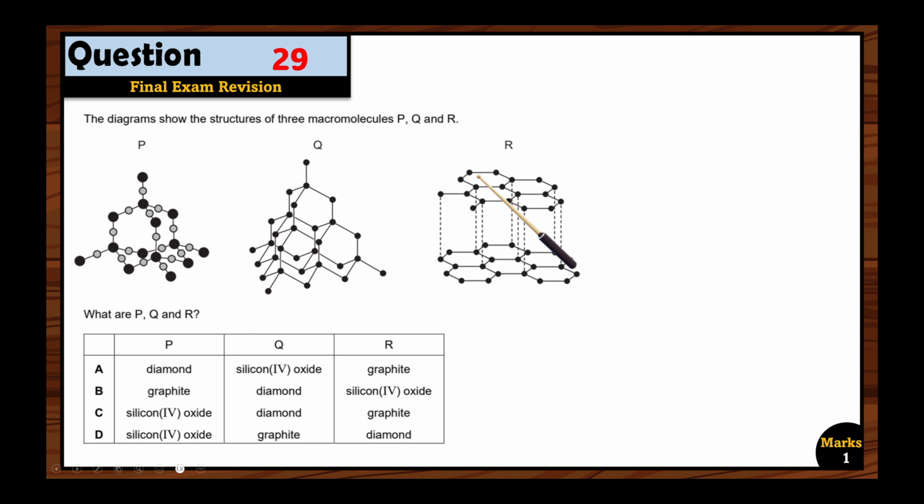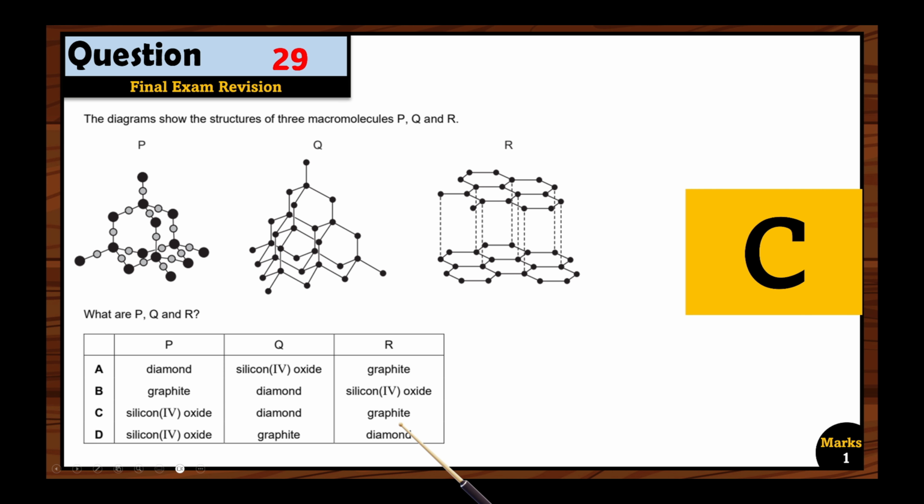So now the left one is because it's a hexagonal structure. Remember, this structure is always of graphite. So option C is correct.